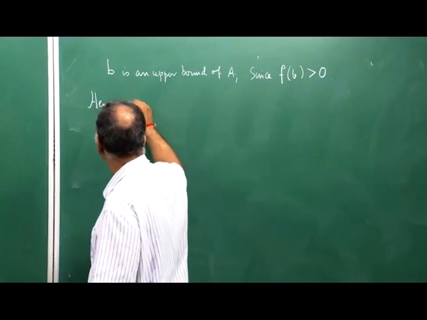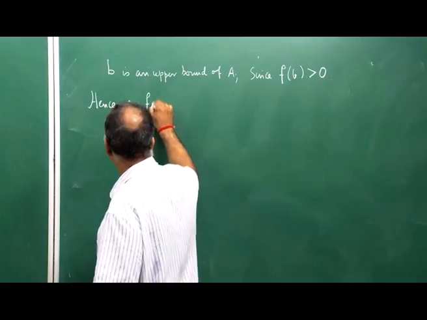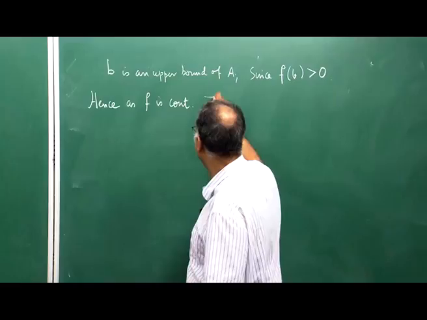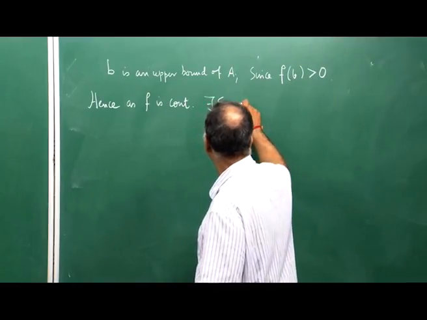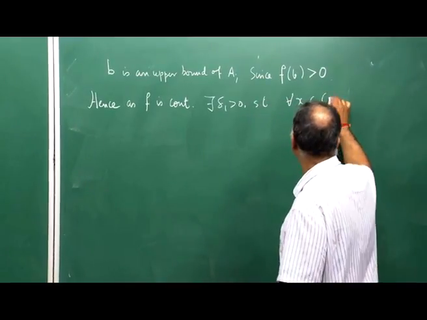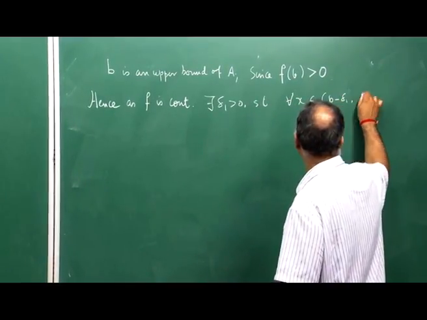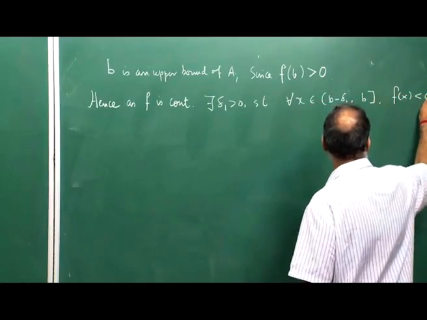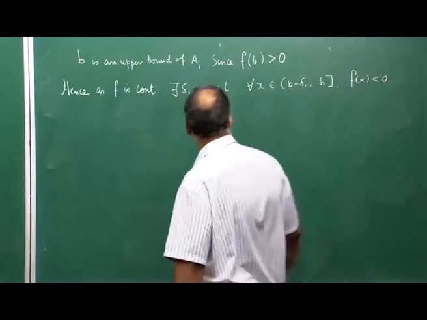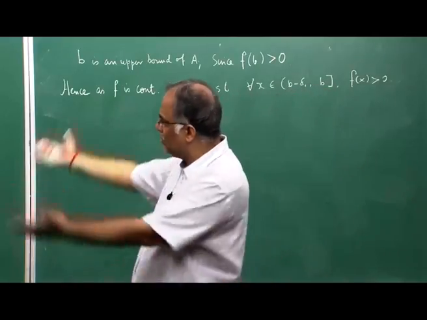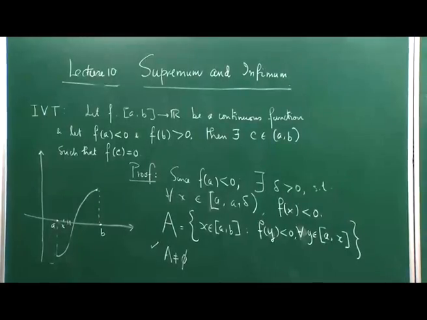So b is an upper bound, but since f is continuous, in short I am writing CONT, there exists delta 1 greater than 0 such that for all x in (b minus delta 1, b], f of x must be strictly greater than 0. This is the definition, which comes from what we have already studied in the last class when we studied continuous functions.